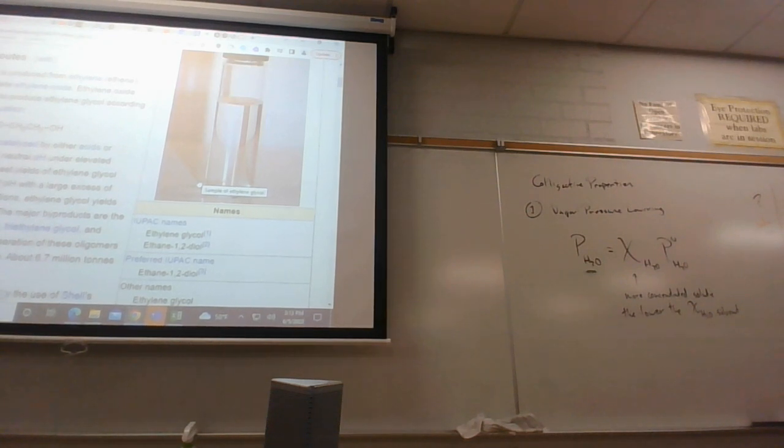If we lower the melting point, that's going to help prevent freezing. So this is your anti-freeze. Lower the melting point, we aren't going to get freezing until much lower temperatures. But at the same time, it raises the boiling point.